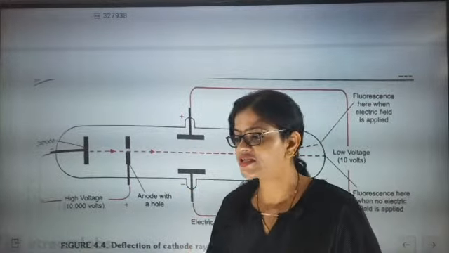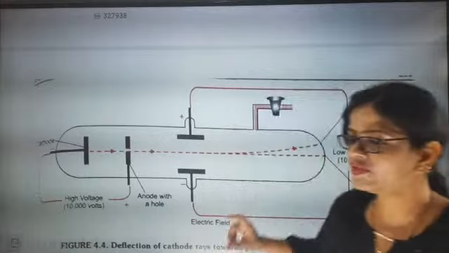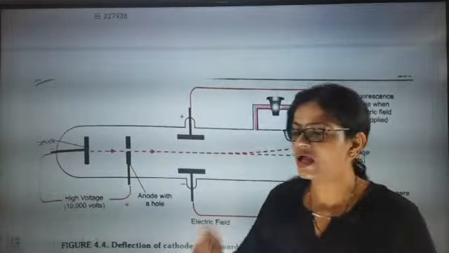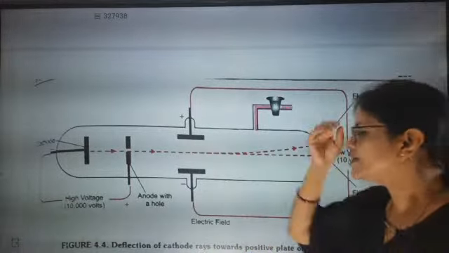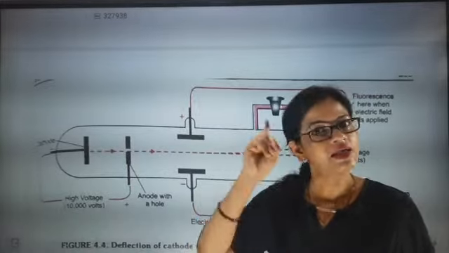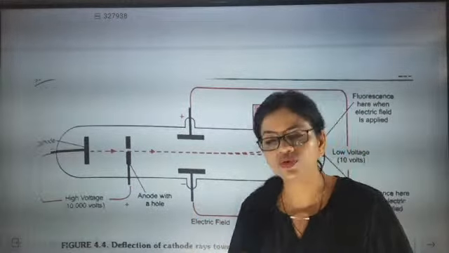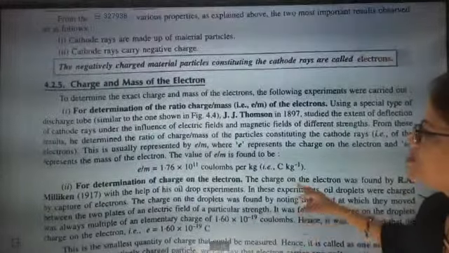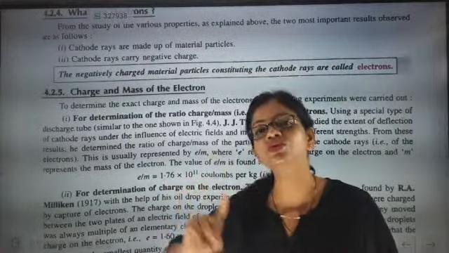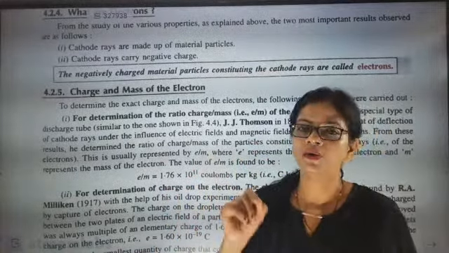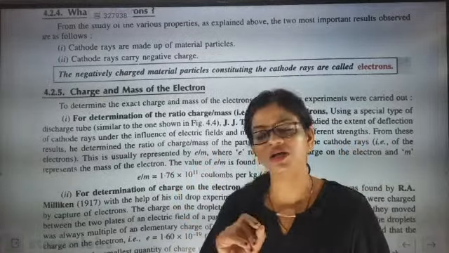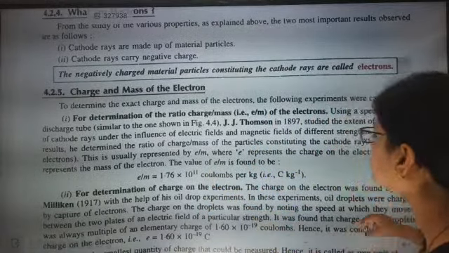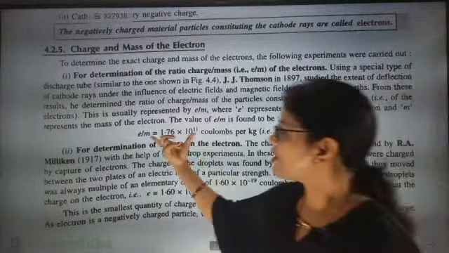I repeat, the extent of deflection in the presence of an electrical or magnetic field he measured, and after measuring it he came to one conclusion. What is the charge by mass he got? 1.76 into 10 to the power 11 coulomb per kg is the e/m he got.